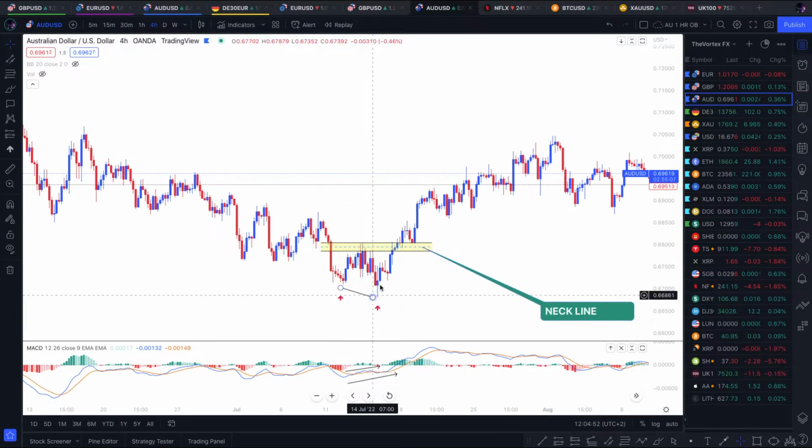And what do we wait for? We wait for a break above and then a retrace back into or on the neckline before carrying on upwards. Here is a perfect example. All right, so that is our first example on AUD USD. It works across Forex 100%.